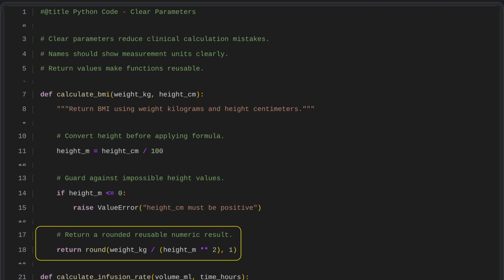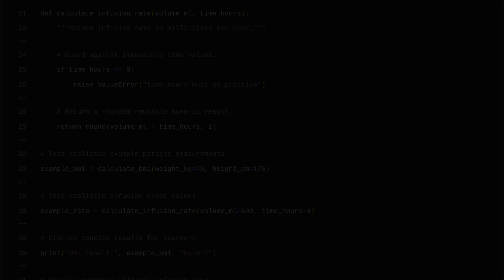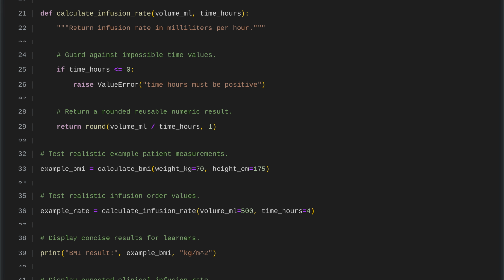The function calculates body mass index by dividing weight in kilograms by height in meters squared. It rounds the result to 1 decimal place for consistent, reusable output. The calculate infusion rate function determines how quickly fluid should be given in milliliters per hour. It uses the total volume in milliliters and the infusion time in hours to return a clear, reusable rate for clinical calculations.